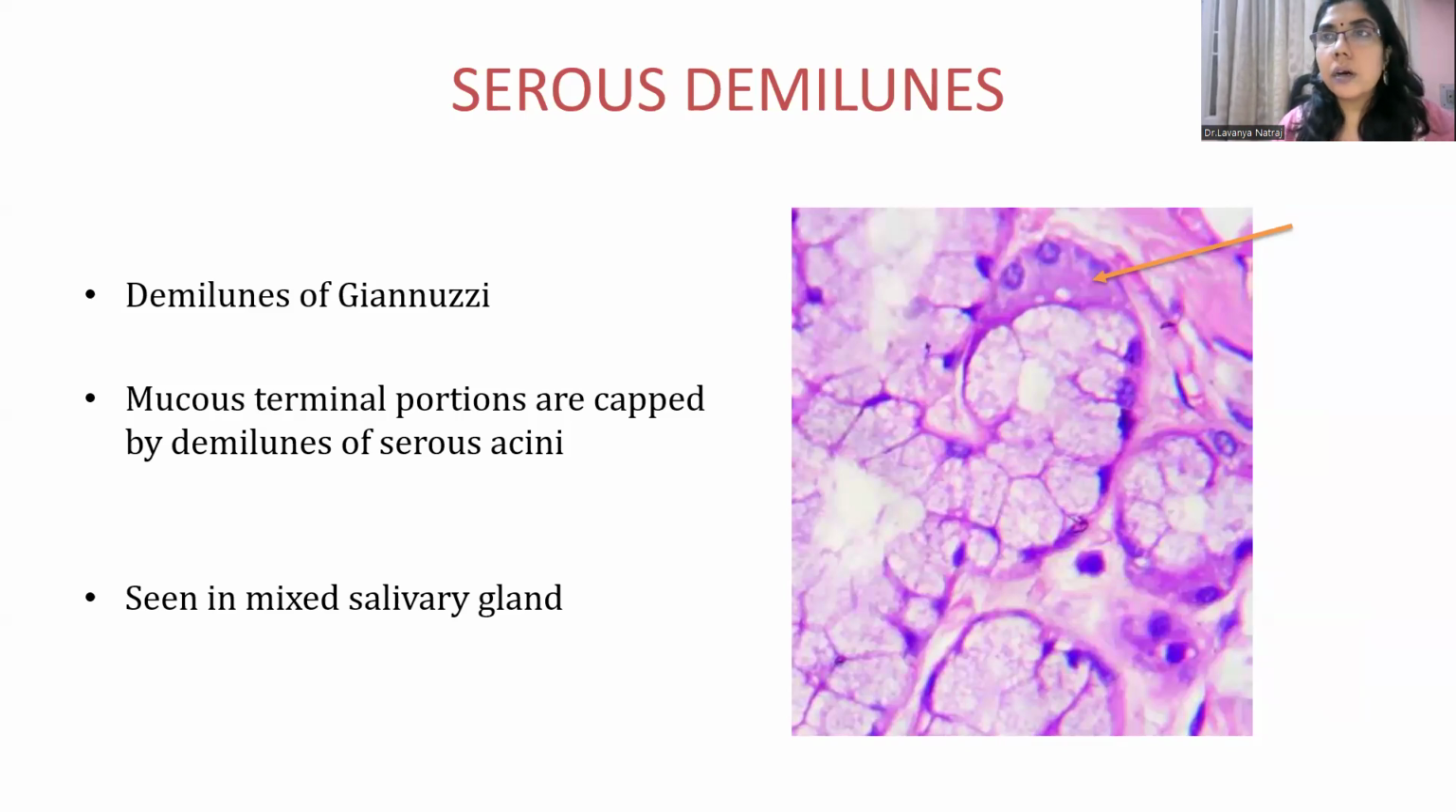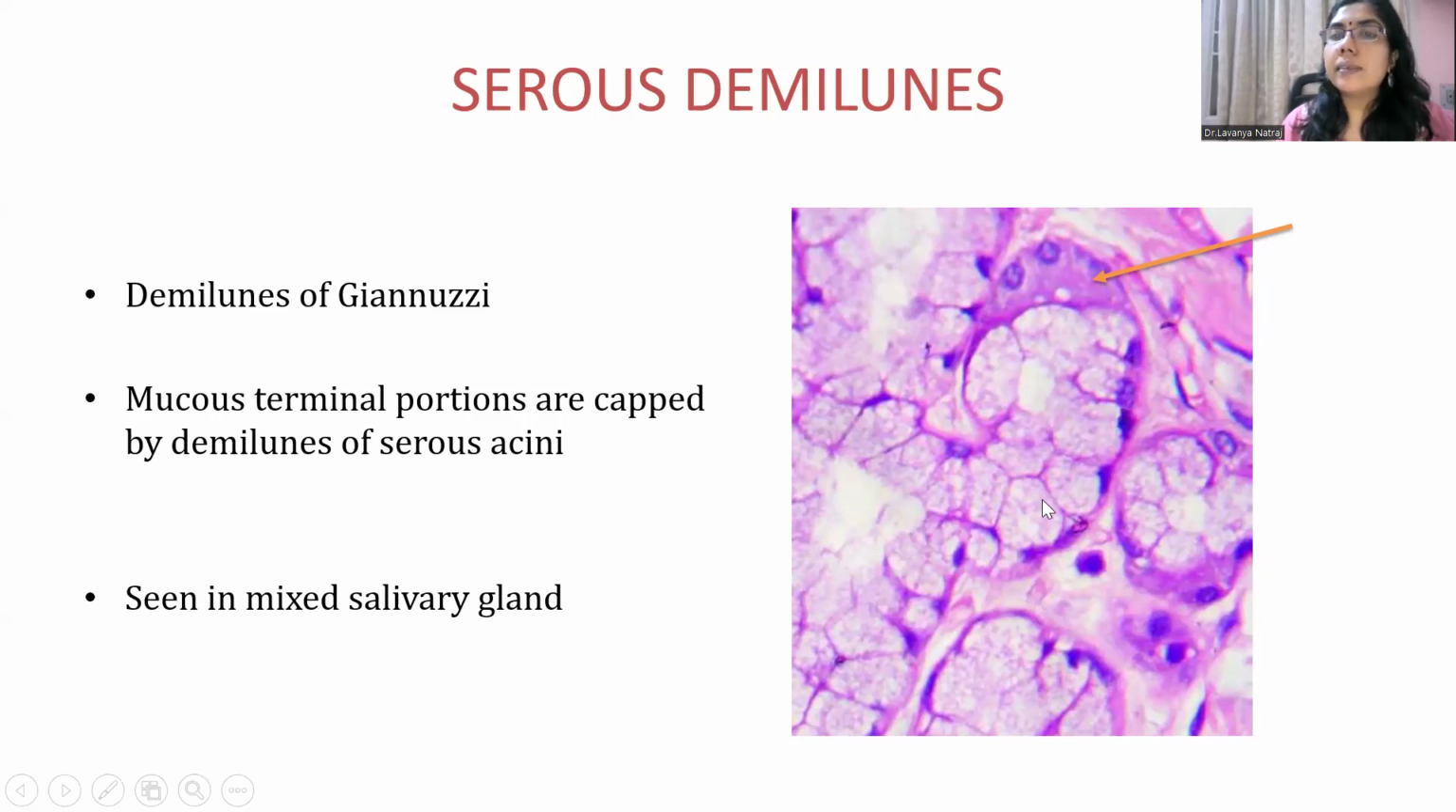And what is this all about, this demilune? The other name for this is demilunes of Giannuzzi. Giannuzzi is named after the scientist. These are mucous terminal portions capped by the demilunes of serous acini. As you see the arrow here, the arrow points out the serous demilunes. The serous cells are capped on the mucous acini.